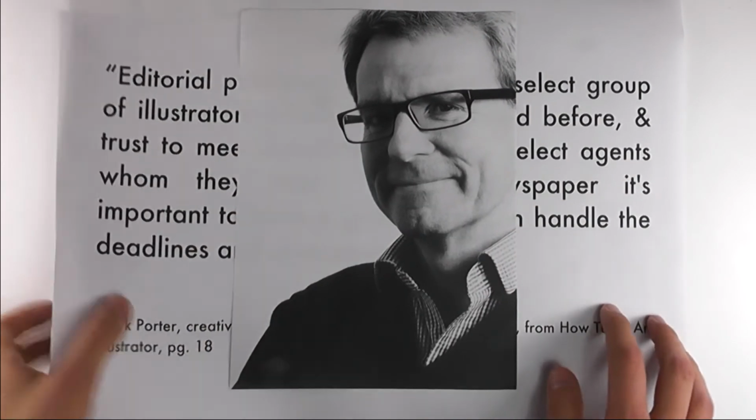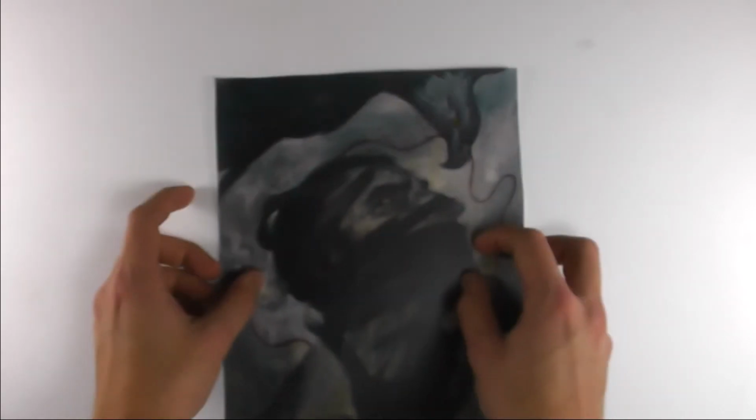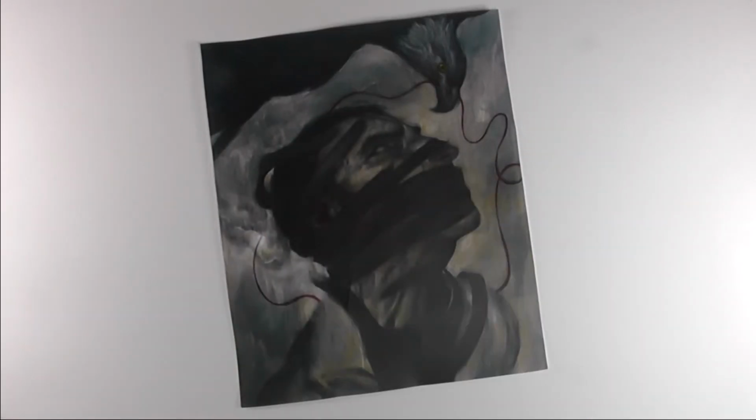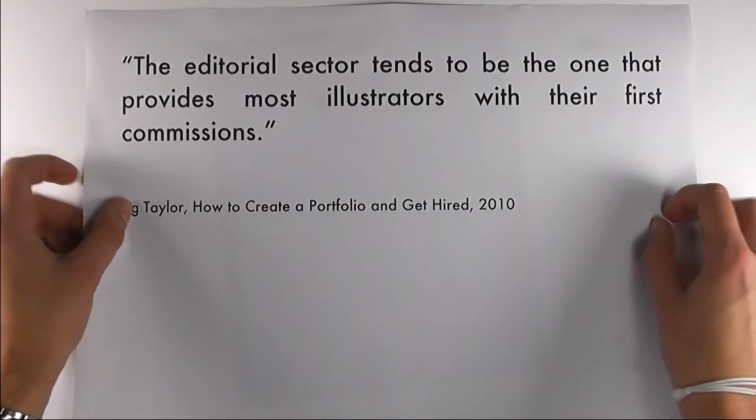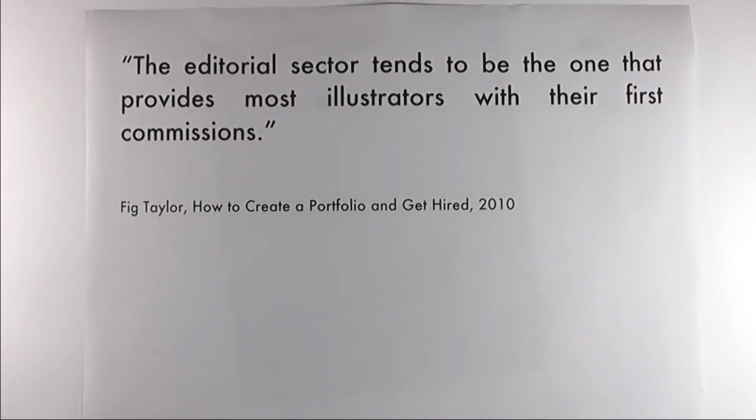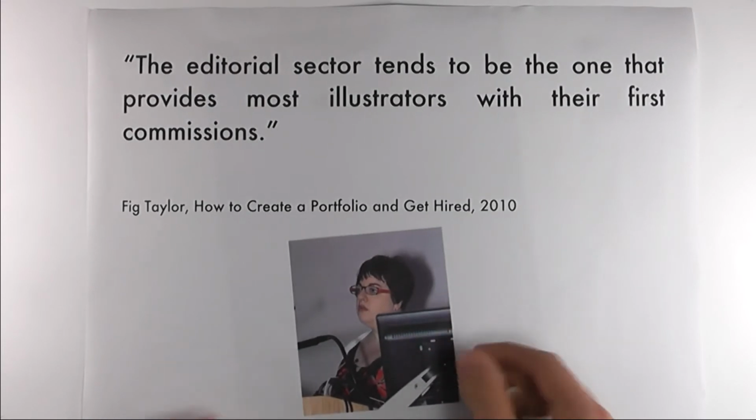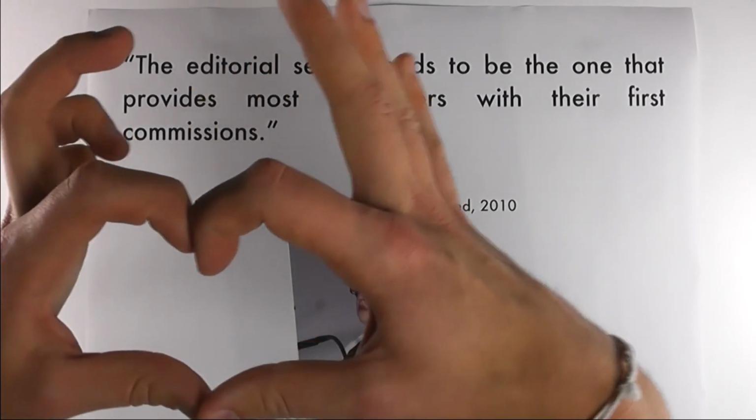Despite this, publishers will sometimes take a chance on a new illustrator. Work often has a fast turnover and tight deadlines, so a regular illustrator may be unavailable, or a new style may be required for a new regular column. So many illustrators receive their first commission from the editorial business. As portfolio consultant for the AOI, Fig Taylor says, the editorial sector tends to be the one that provides most illustrators with their first commissions.